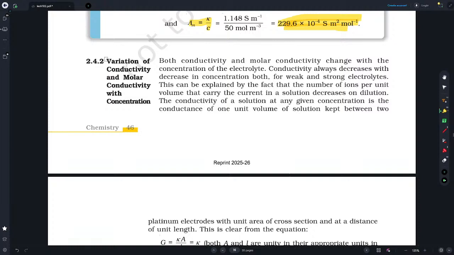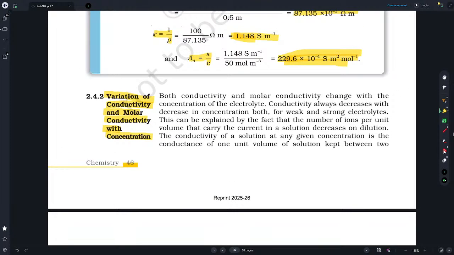And the next topic we will be going to is variation of conductivity and molar conductivity with respect to concentration. As we already know, molar conductivity is kappa by concentration. As such, molar conductivity will always depend on concentration, and conductivity will also depend on concentration. The more the concentration, the more the electrolytes, the more the conductivity. Both conductivity and molar conductivity change with the concentration of the electrolyte.